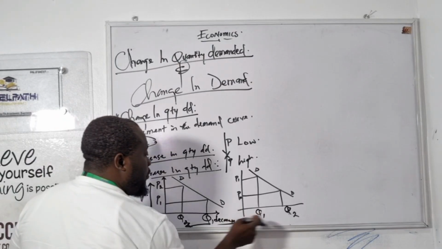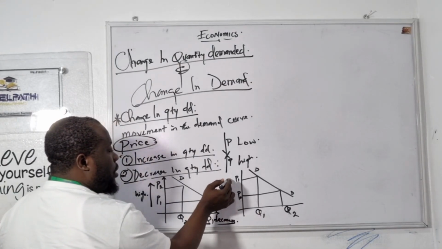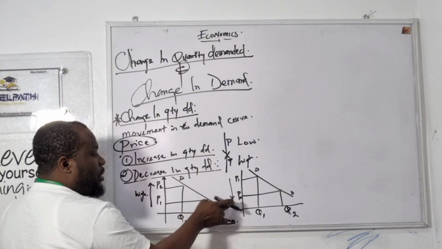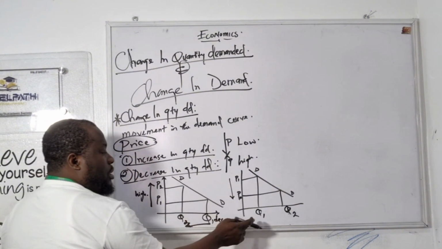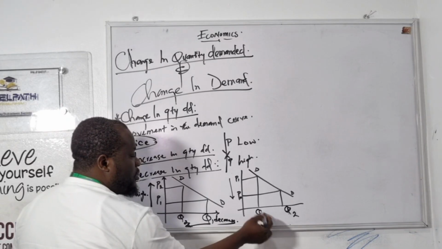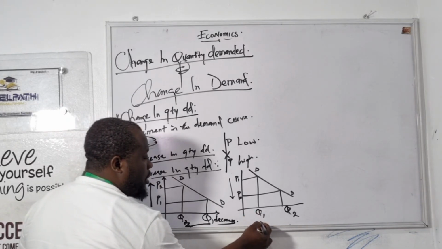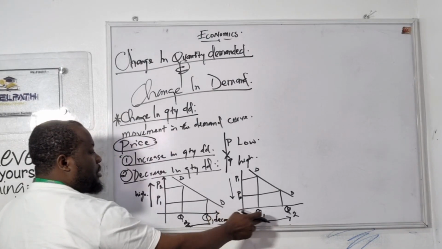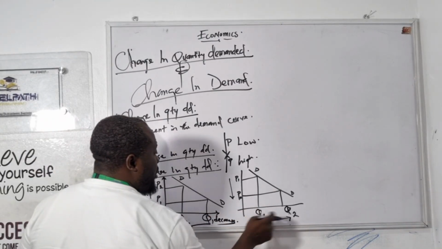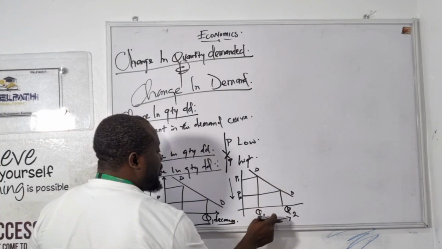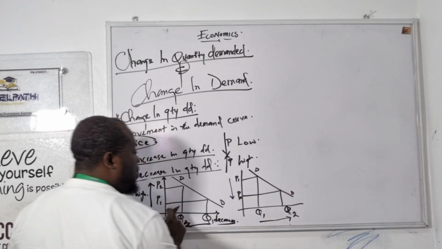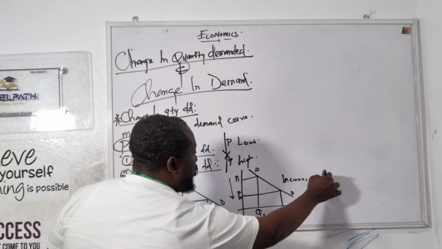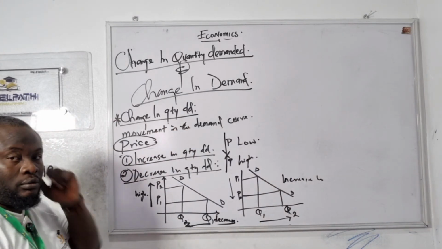Now the second curve, the price falls from P1 to P2, leading to the movement of the quantity from Q1 to Q2. So this illustrates that there is an increase in quantity demanded. This is an increase in quantity demanded.